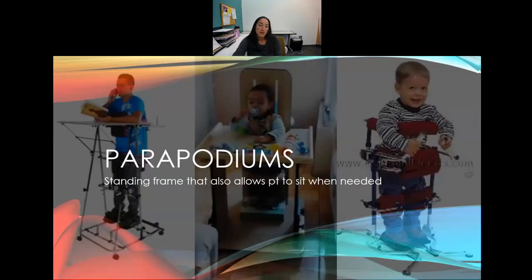Parapodiums, we've talked about standers before. It's a standing frame. Typically, it allows them to stand and to sit. Increases their functional mobility, increases their tolerance to standing, helps their bones reabsorb calcium, all those benefits to standing. But for someone who has significant weakness and is not able to stand otherwise.